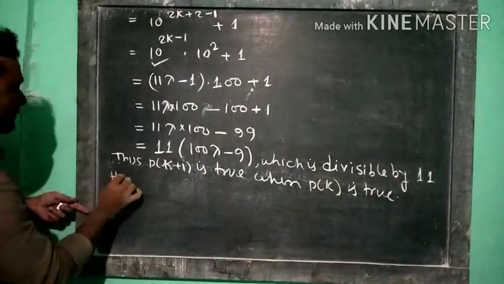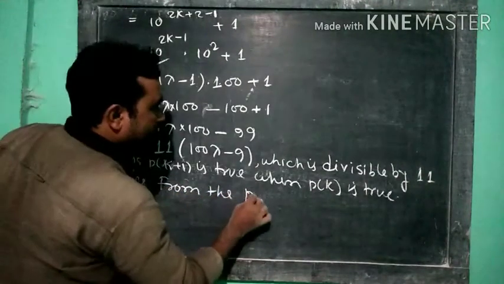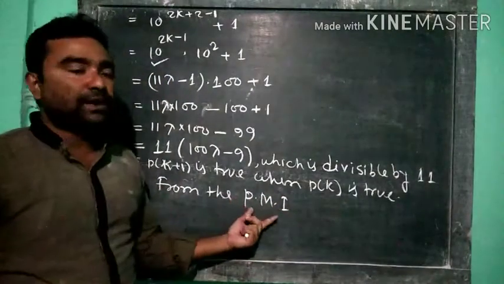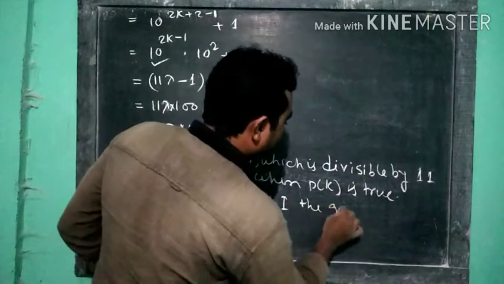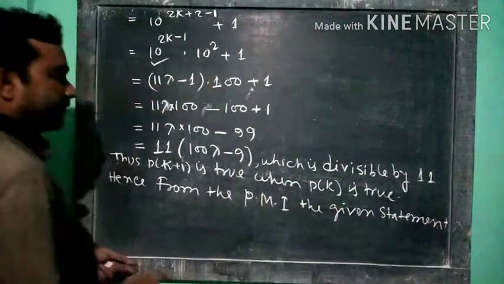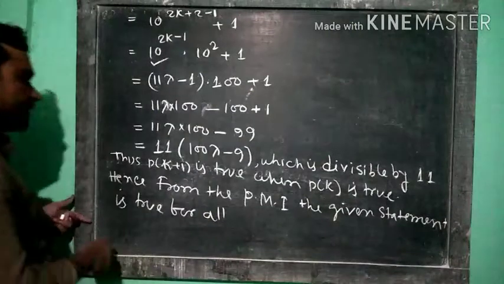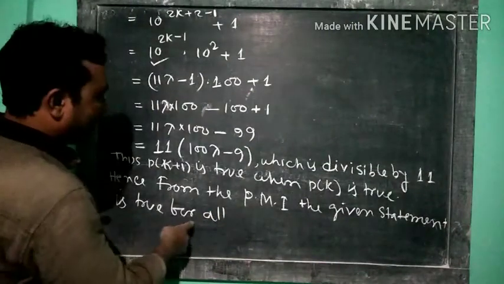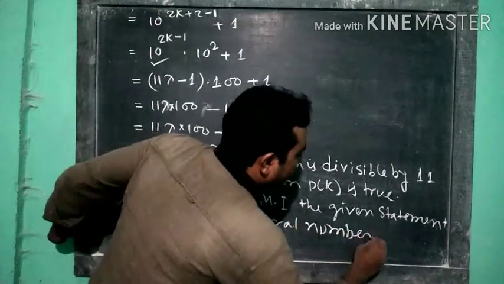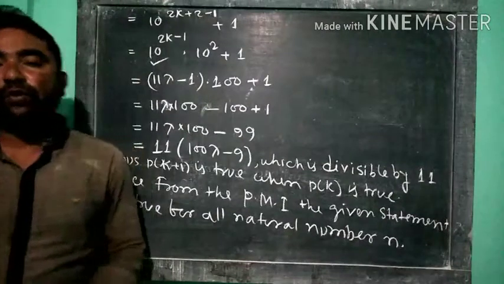Hence, from the principle of mathematical induction, PMI for short: if the given statement is true for n equal to 1, and the given statement is true for n equal to k, then it is true for n equal to k plus 1, and hence the given statement is true for all natural numbers n.